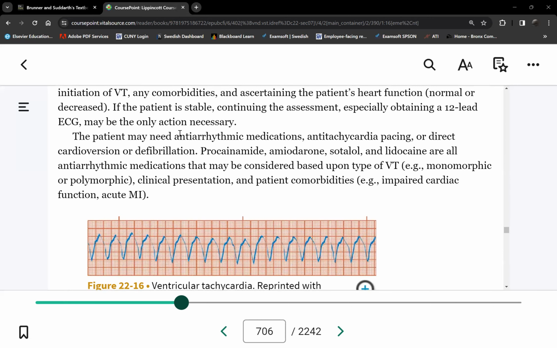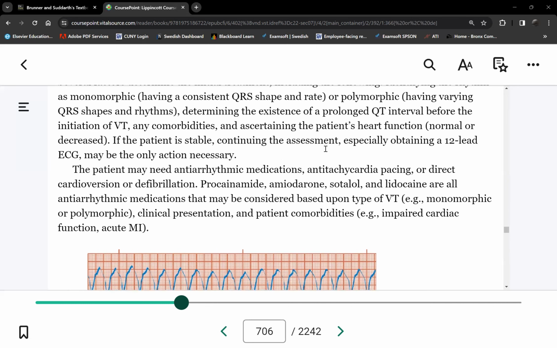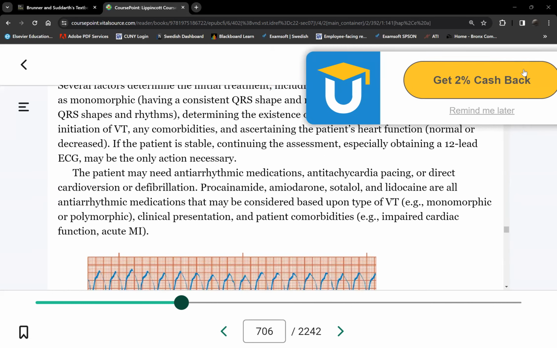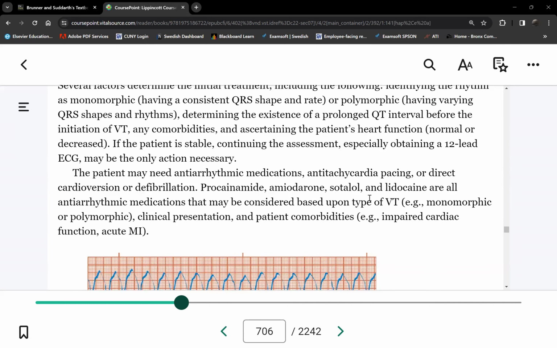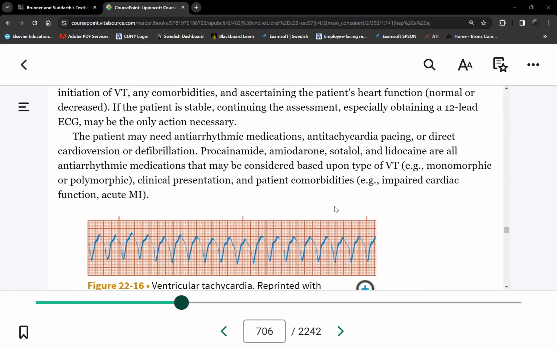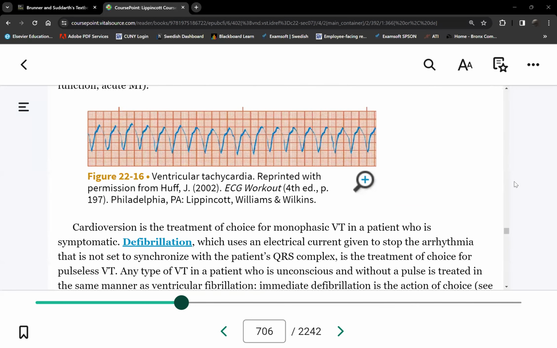Okay, so these are the medications. If the patient has a pulse, these are the medications. Otherwise, if there's no pulse, then it's chest compressions, call a code, begin chest compressions, and as soon as the defibrillator is available, defibrillate the patient. So here's VTAC.